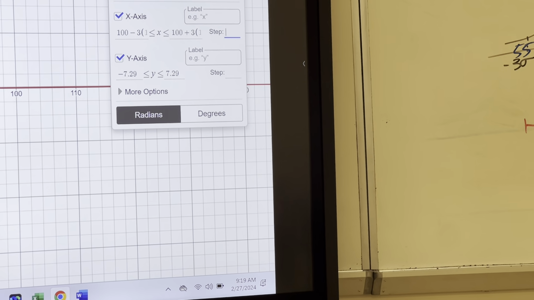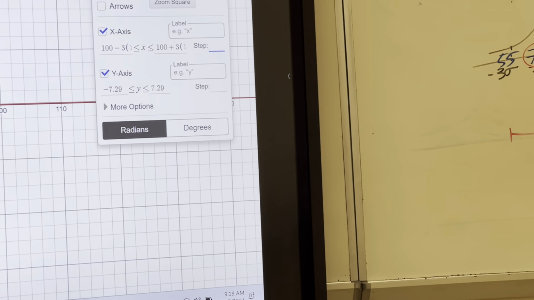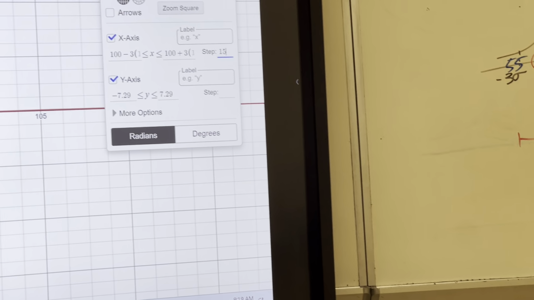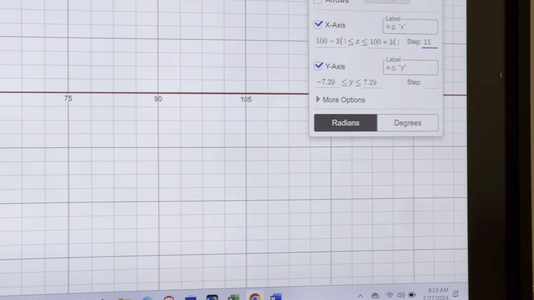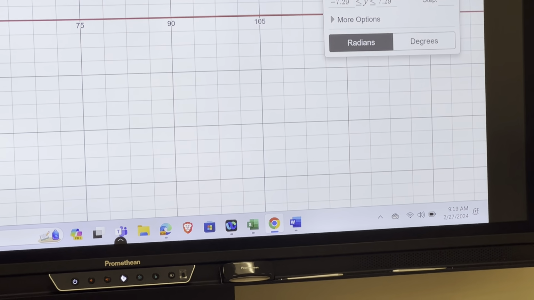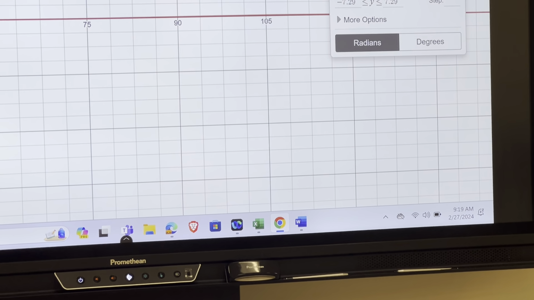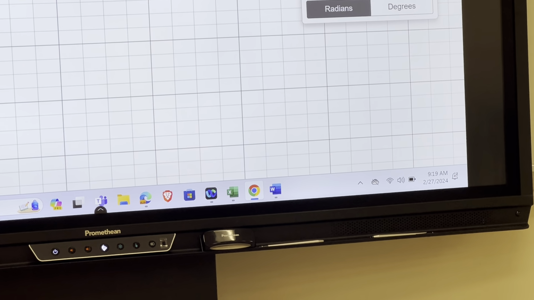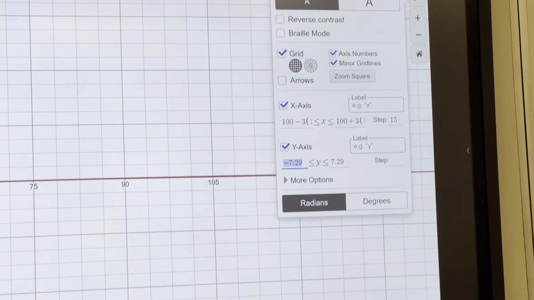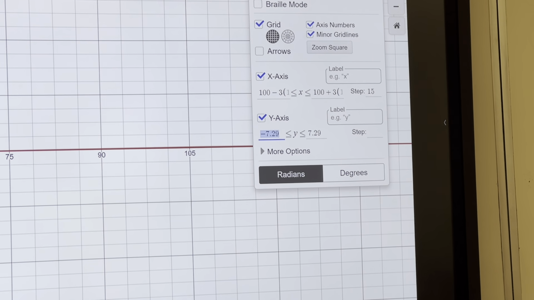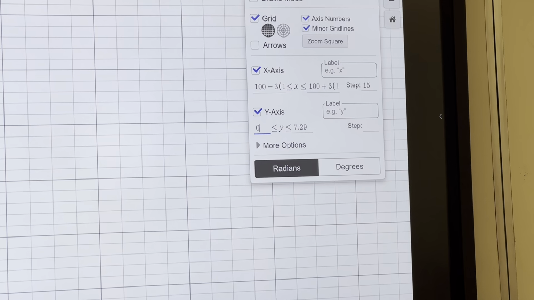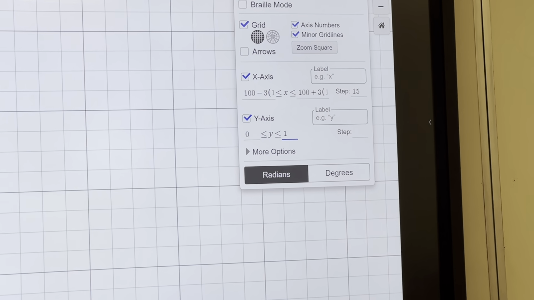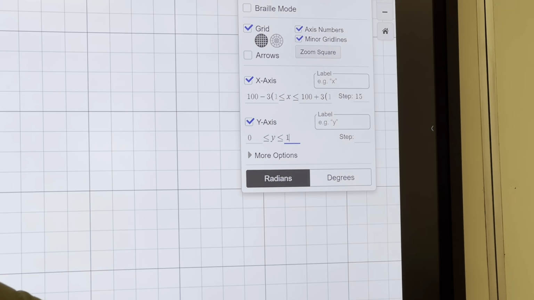Now, typically for the steps, we usually put in the standard deviation. In here, what's the standard deviation? 15. Okay, so again, on the steps, I put in the standard deviation mentioned, 15. Now, the y-axis is the probability, and or relative frequency, that's always less than 1. So typically, or ideally, it's 0 to 1. But you can adjust it depending on how high you want it to be.